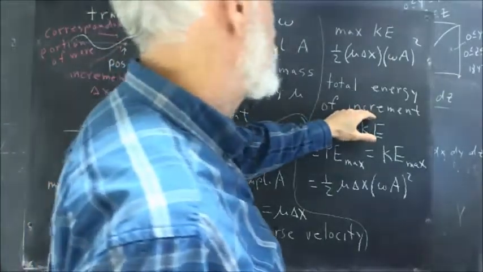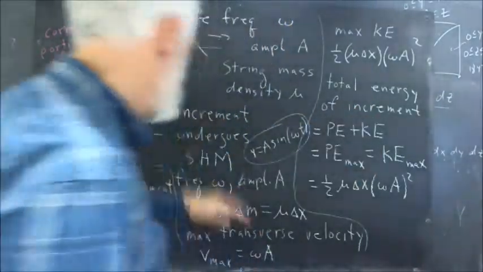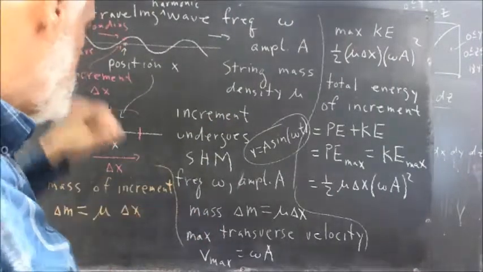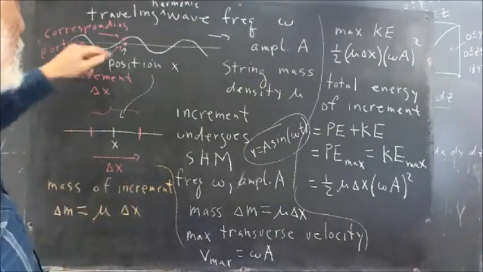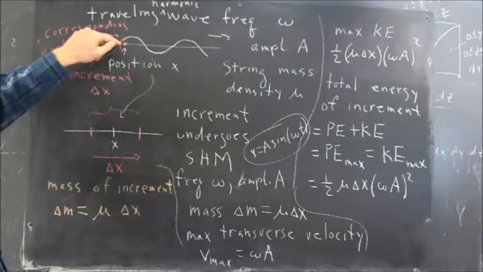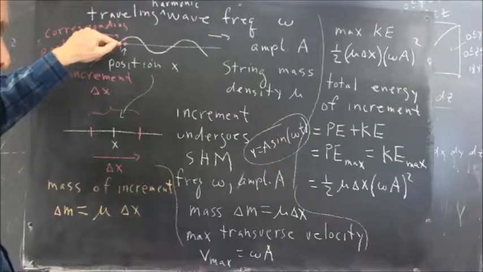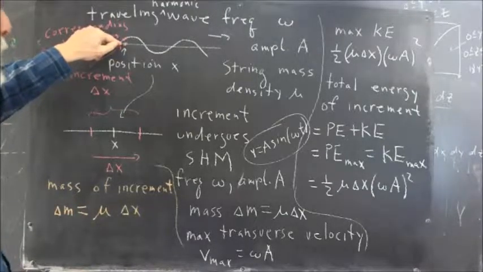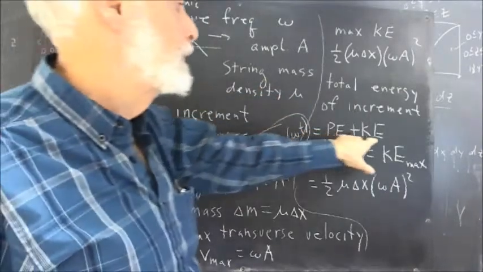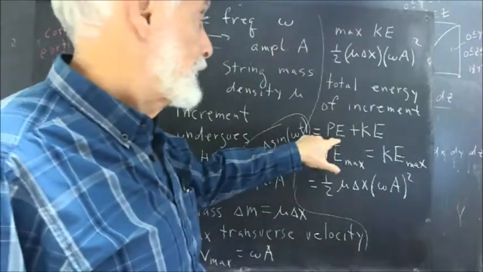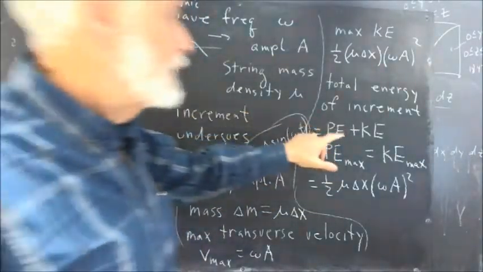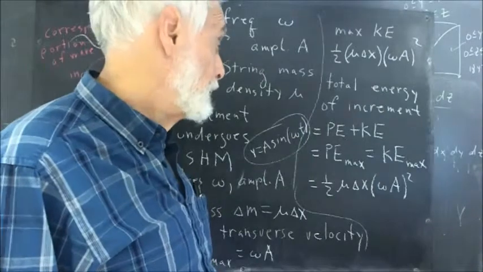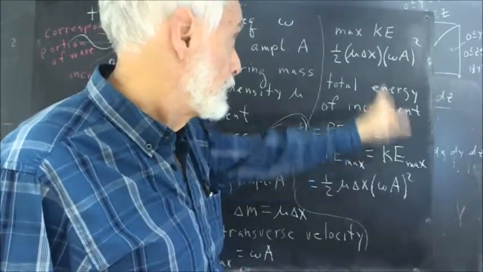Now, what's the total energy of that increment? Well, the total energy is the energy of its simple harmonic motion. And the simple harmonic motion has the property that when you're at the equilibrium position, your potential energy is zero, potential energy being measured relative to equilibrium, and your kinetic energy is equal to the maximum kinetic energy. Well, total energy is potential plus kinetic energy, and it's the same throughout the motion. The sum of the potential and kinetic energies is constant for simple harmonic motion, so that equals the maximum kinetic energy, which is just this.